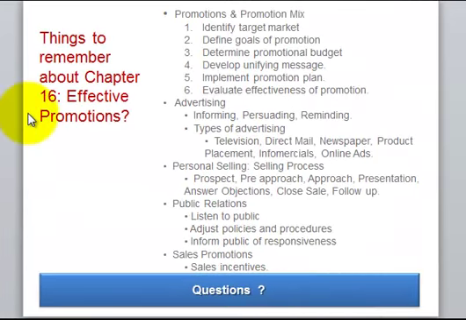Welcome to Chapter 16, Business 110. We're going to talk today about effective promotions. So promotions, lots of steps in the promotion.